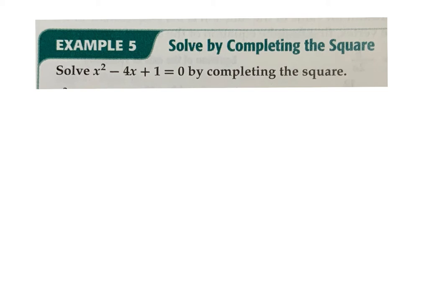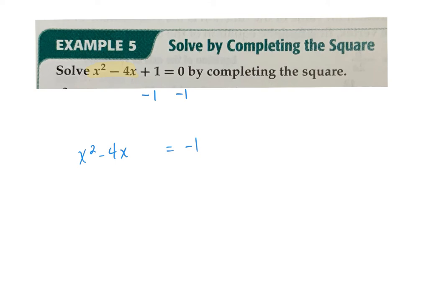So you do want this x squared minus 4x by itself. So the first thing I'm going to do is I'm going to subtract that 1 over. So I'm going to have x squared minus 4x, and that equals -1. All right? And now I can complete my square.